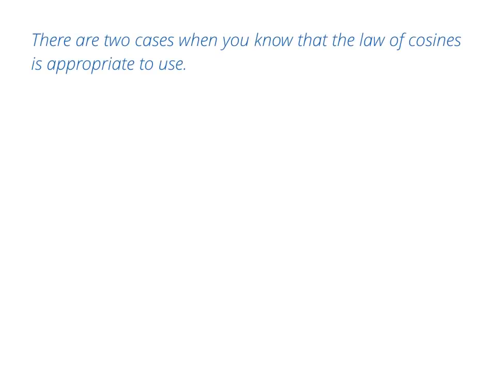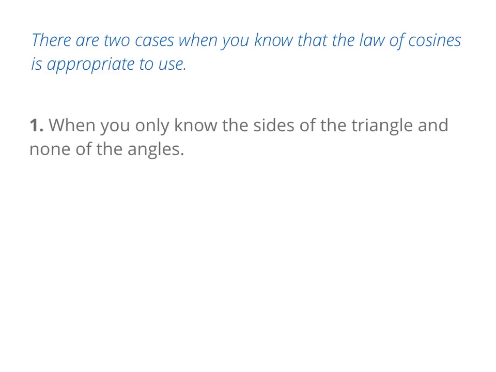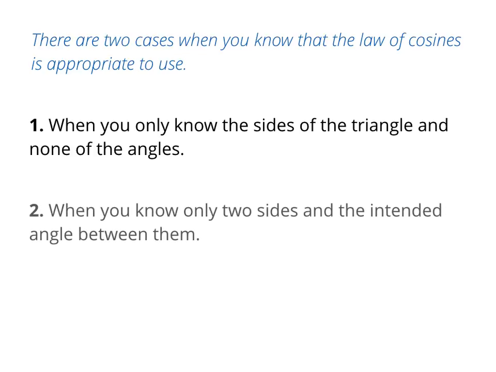So there are two cases when you know that the law of cosines is appropriate to use. Number one, when you only know the sides of the triangle and none of the angles. Number two, when you know only two sides and the intended angle between them. And that is how you work with the law of sines and with the law of cosines.